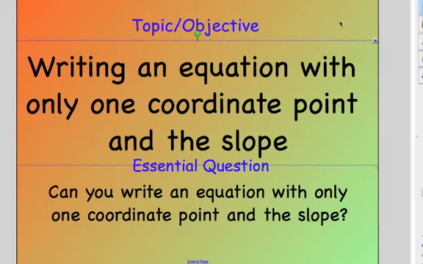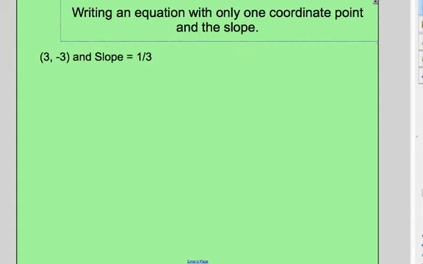That's what we're doing today, and our essential question is, can you write an equation with only one coordinate point and the slope? And the answer, of course, is yes. We will be doing that today. Okay, so here we go. One coordinate point and a slope of 1/3. So how do we go about doing this?